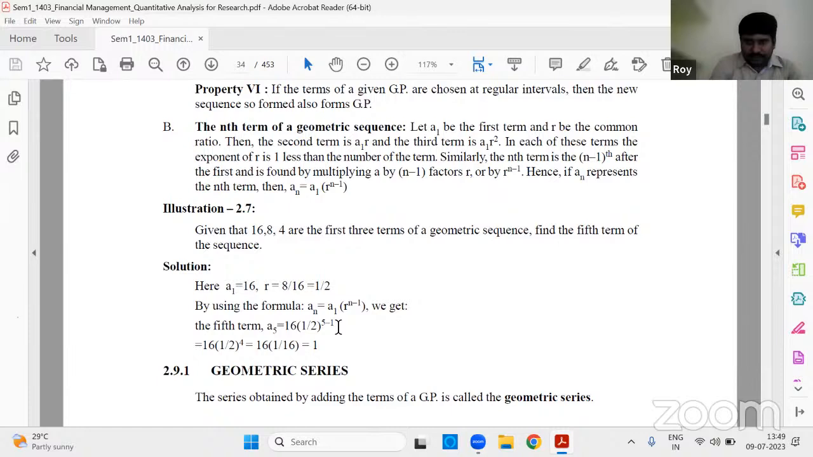Second number and the first number, right? 8 by 16. You will get 1 by 2. Yeah, 4 by 8 is the common ratio. That is 1 by 2 whole power 5 minus 1.